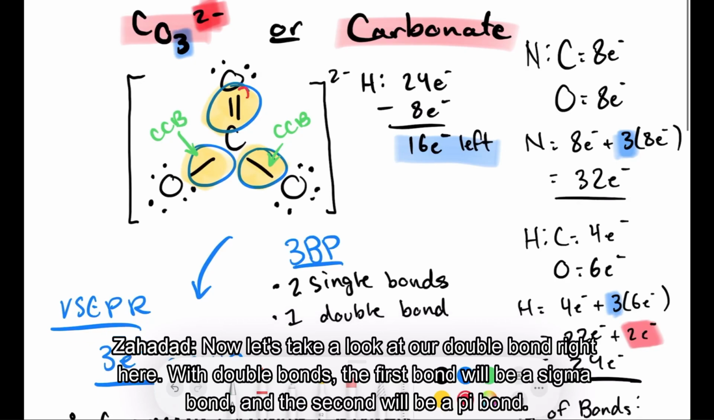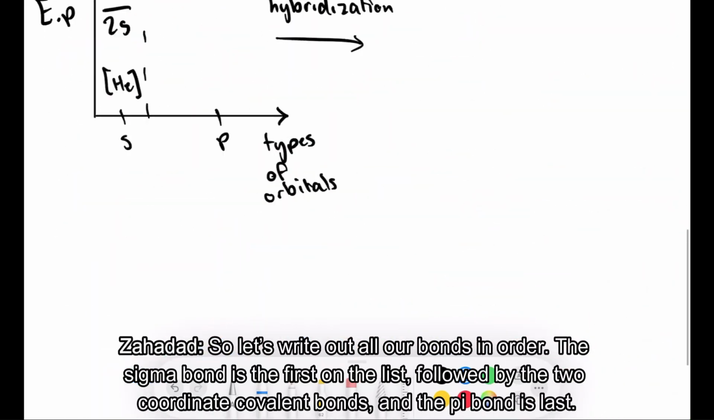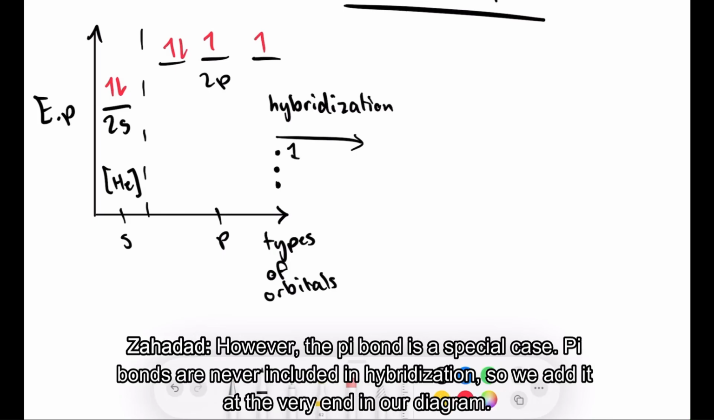Now let's take a look at our double bond right here. With double bonds, the first bond will be a sigma bond, and the second one will be a pi bond. So let's write out all our bonds in order. The sigma bond is first on the list, followed by the 2 coordinate covalent bonds, and the pi bond is last. However, the pi bond is a special case. Pi bonds are never included in hybridization, so we add it in the very end of our diagram.